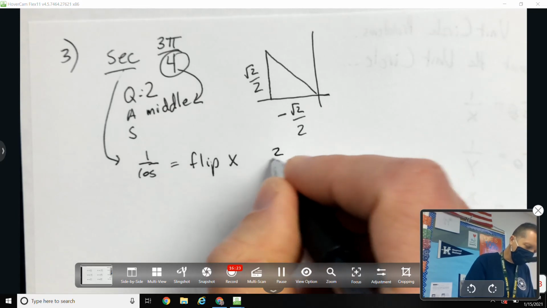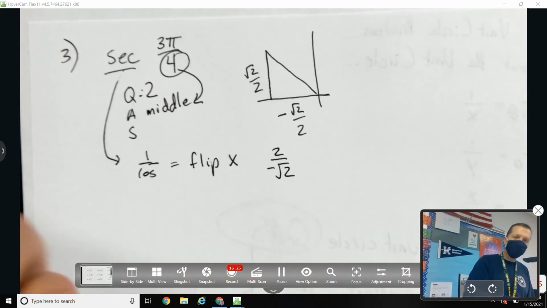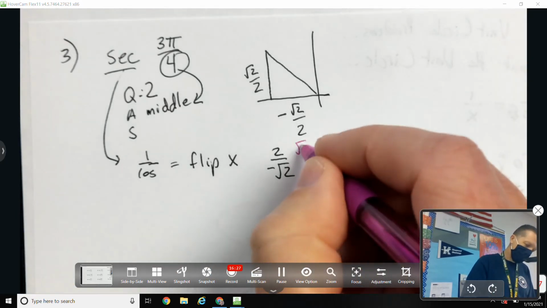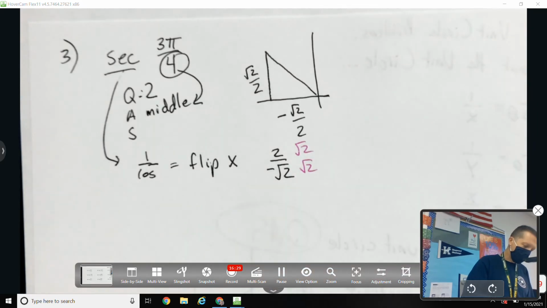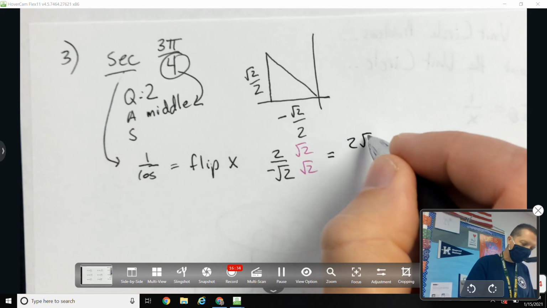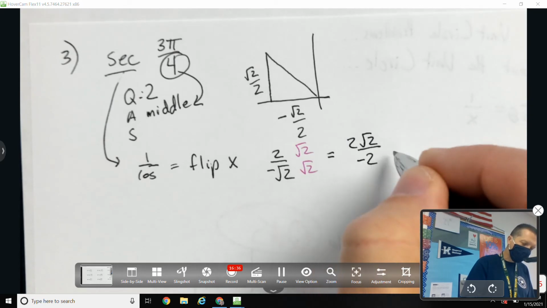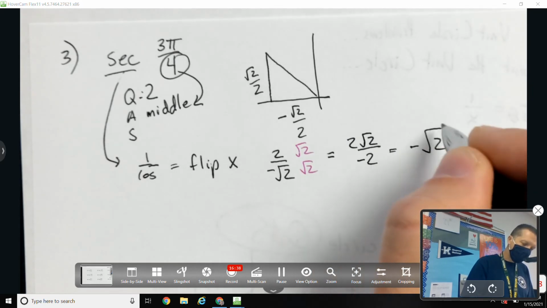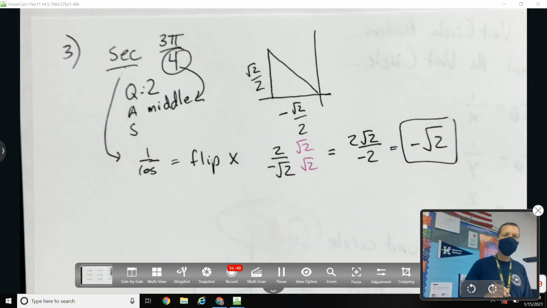So that's 2 over negative root 2. That requires a little bit of fixing. Lots of 2's, so be careful. 2 root 2 over negative 2, or just negative root 2.